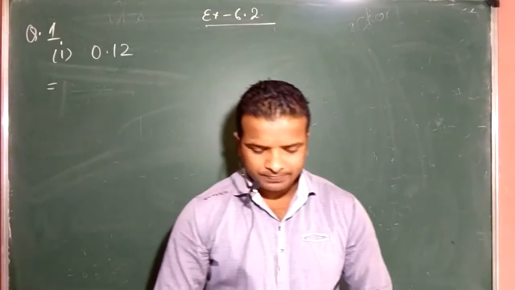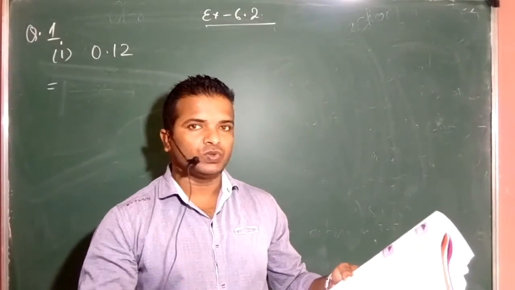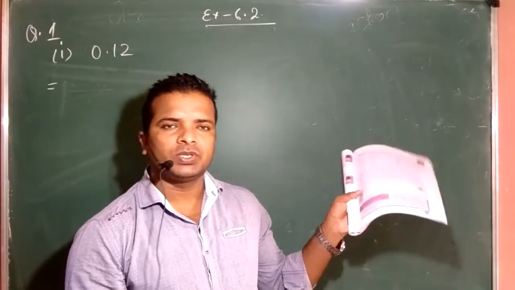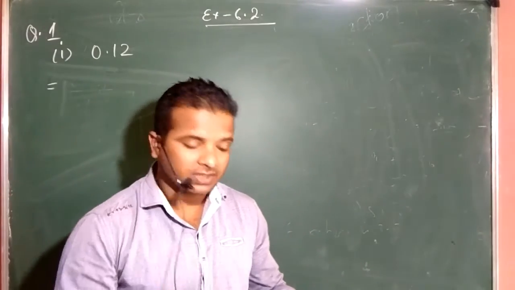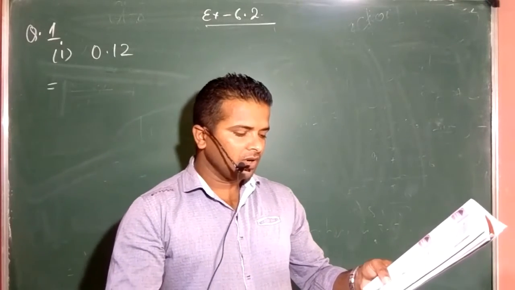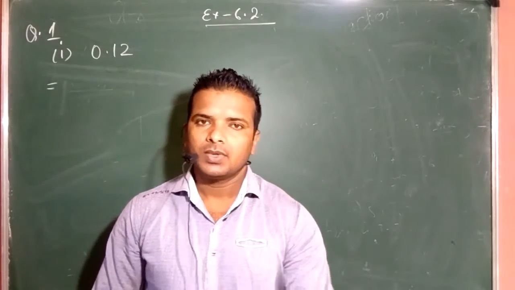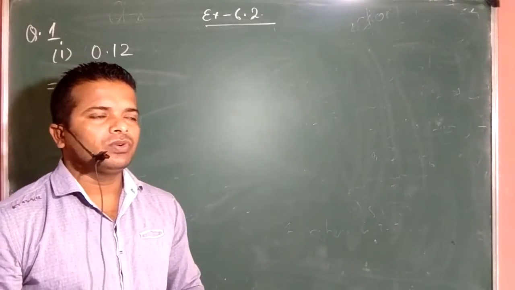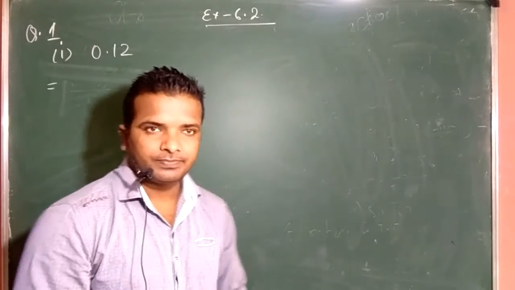Like question number 1. As you can see, question number 1 is in 6.2. We will not do 6.1 because 6.1 is just the basic, whatever I explained to you. But in 6.2 we will start our main exercise. Question number 1 says convert each of the following into a fraction in its lowest term. First question is 0.12. We need to convert this decimal into a fraction in lowest term. Lowest term means the simplest form.